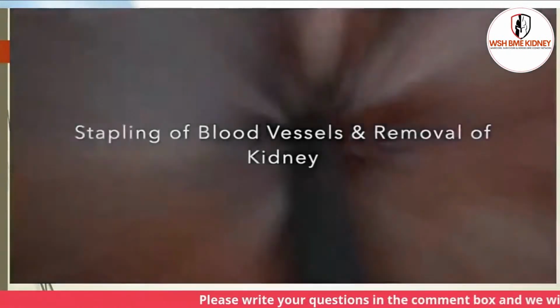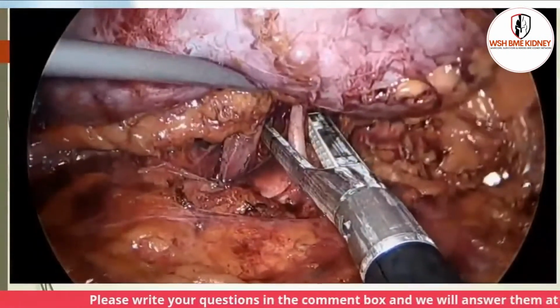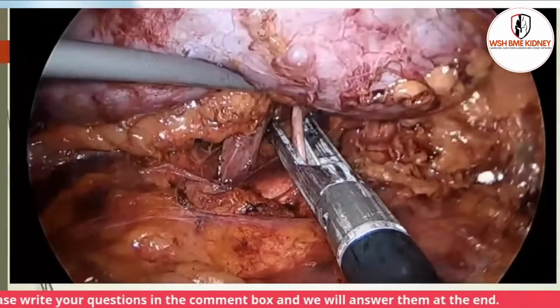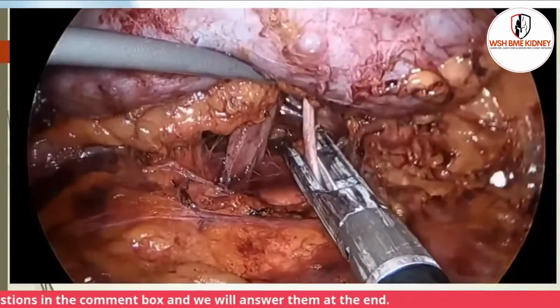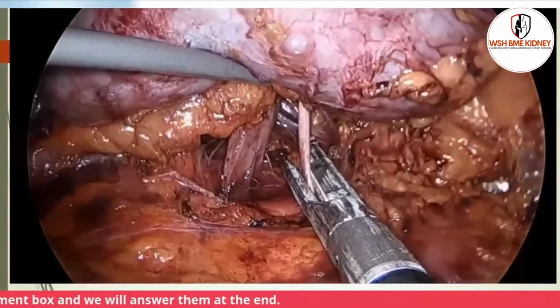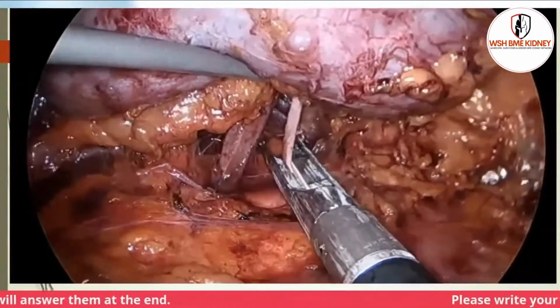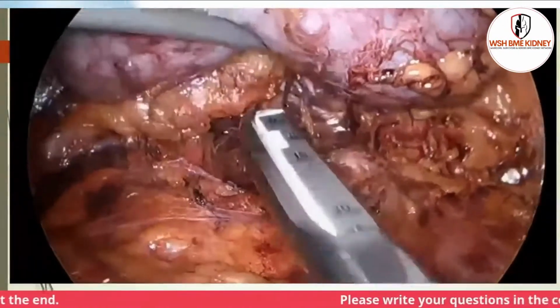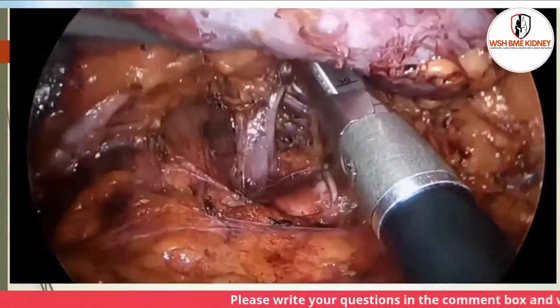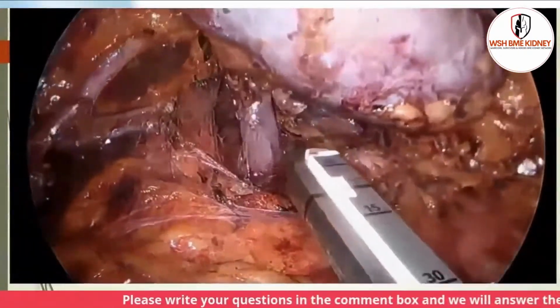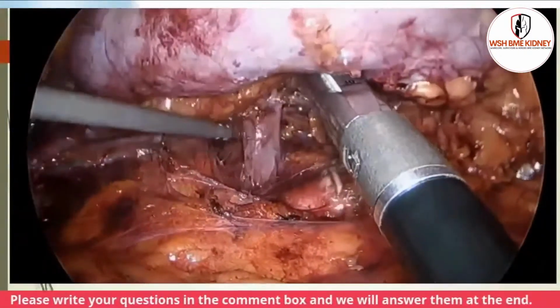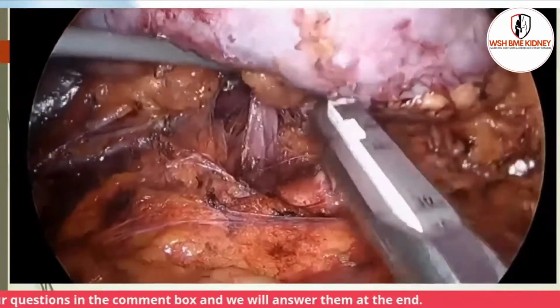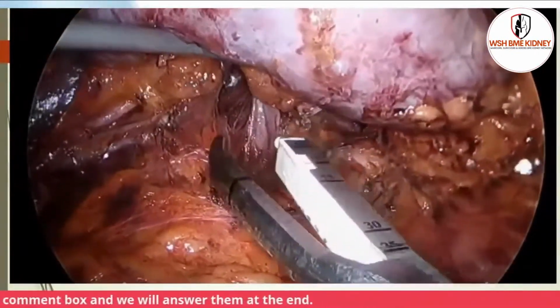So we go back now and staple the blood vessels of the kidney. Again, we have a stapler, which is a beautiful piece of equipment. It staples, stops the artery bleeding, and also cuts it at the same time. You don't see a single drop of blood coming out. It's an amazing instrument. And then you go again, and then you staple the vein.